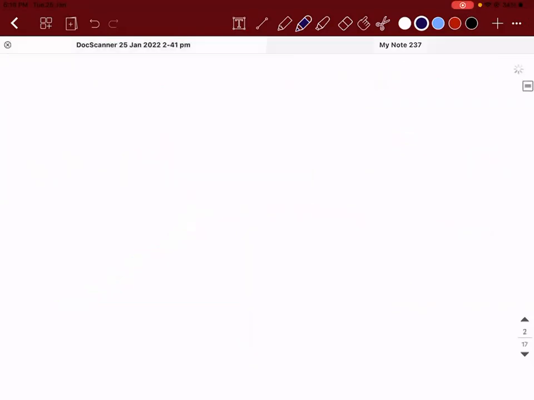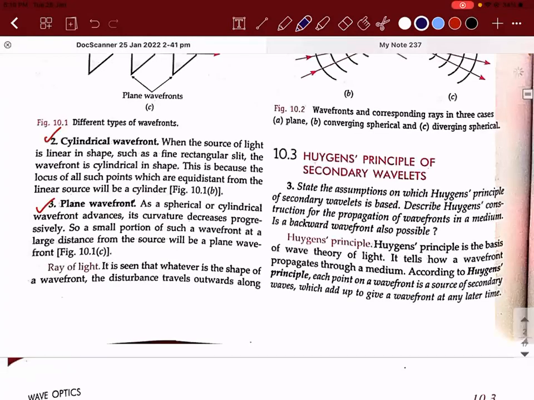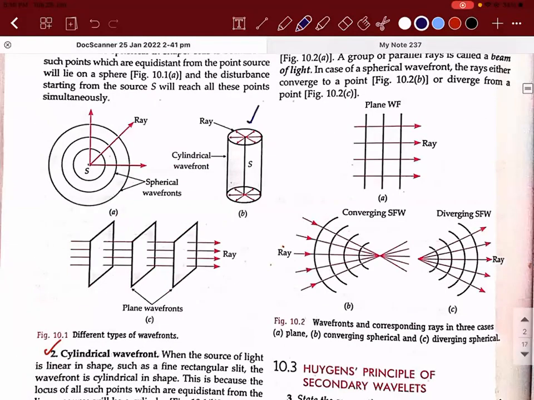Okay, so due to a point source, the wavefront that is getting generated is spherical in nature. Similarly, if you take a linear source, the wavefront that is formed is cylindrical in nature. Similarly, for plane wavefronts, due to the rays from a source at infinity, the wavefronts that are formed are plane wavefronts.